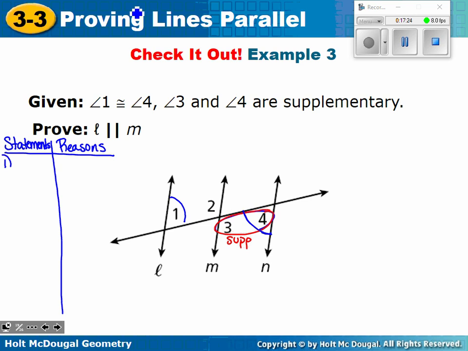Start with your first given, that angle 1 is congruent to angle 4. Okay, keep in mind what your goal is here. Your goal is to get L parallel to M. That's our goal, right? And right now we only have 1 congruent to 4. So what does that tell us?